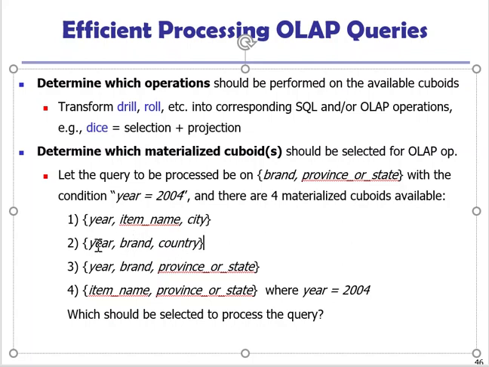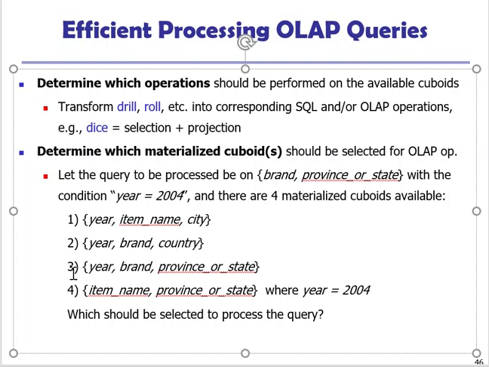We can use slice again to match this criteria. Brand name is okay because our query asks about brand name. But country is going to be a problem, as we already mentioned. When you have the data aggregated at the country level, we cannot find the more detailed information about province or state. So the algorithm should immediately, by using this concept hierarchy information, remove cuboid number 2 from further consideration.